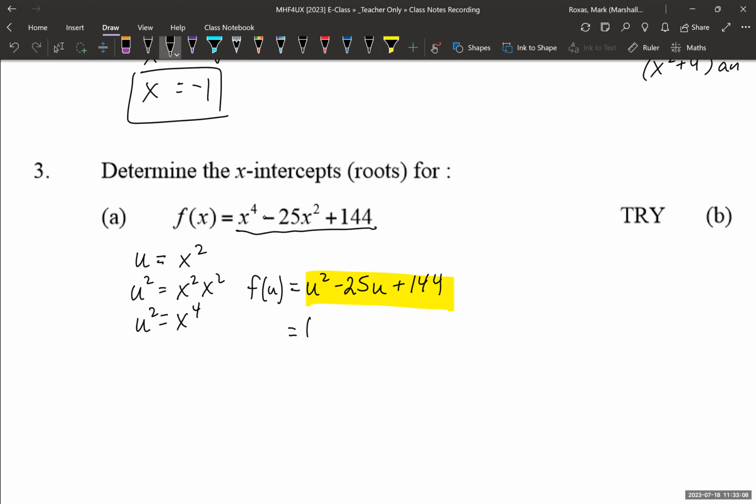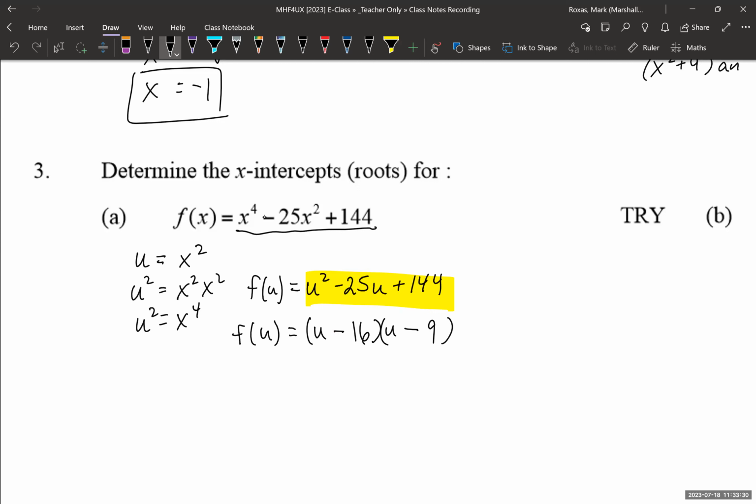And when I factor this, you write down your factors, and you think about, okay, what two numbers multiply to get you 144 and add up to negative 25? And you'd be right if you guessed 16 and 9, right? 16 times 9 is 144, and 16 plus 9 is 25. But these have to be both minus. So u minus 16, u minus 9. And there's our factored form.